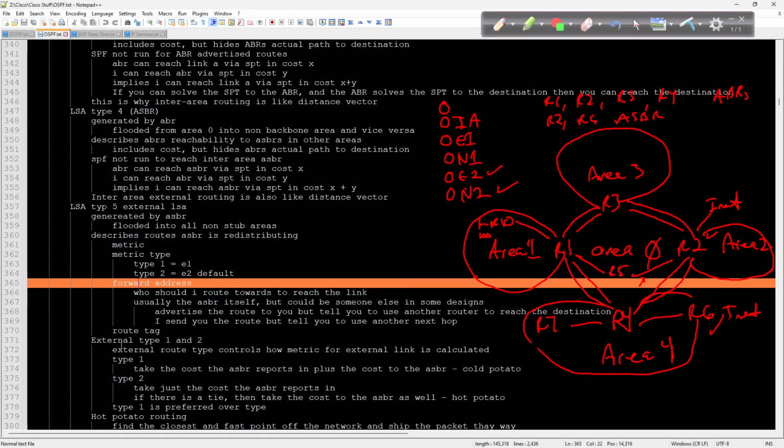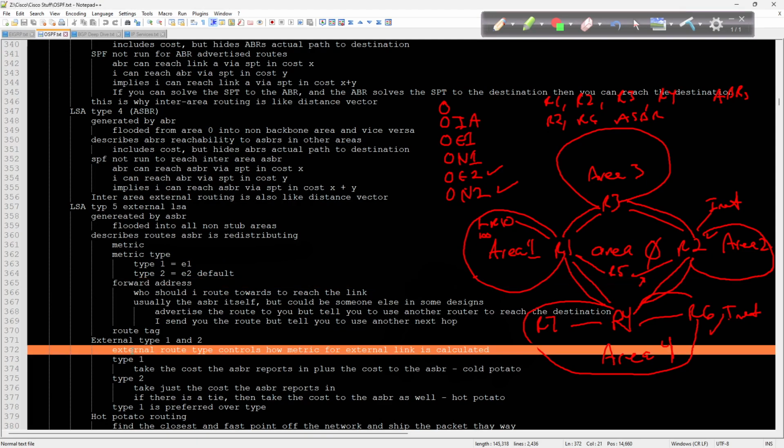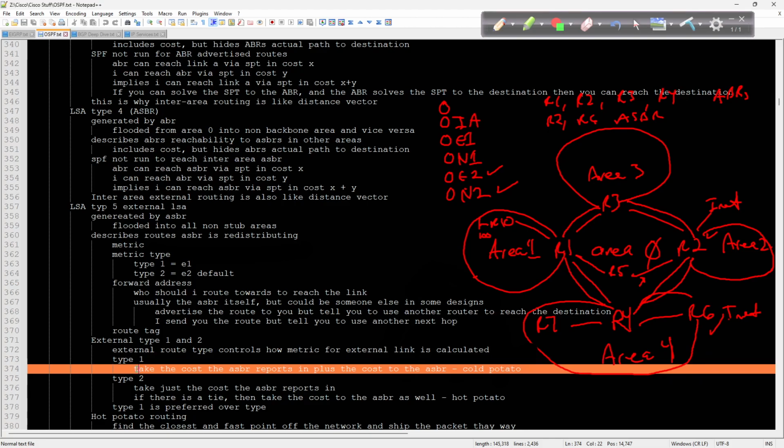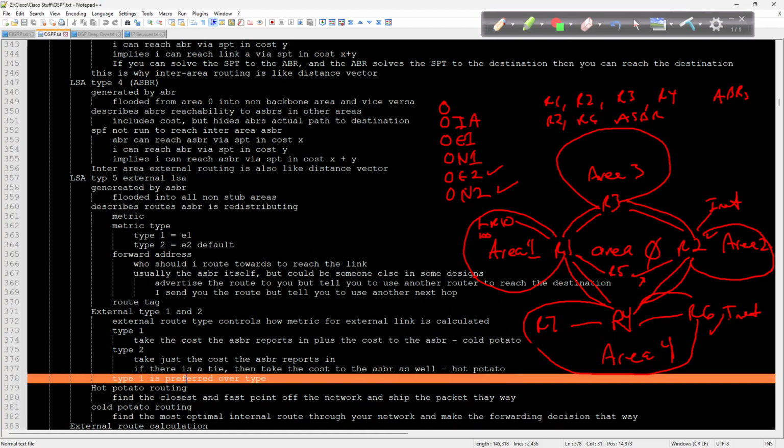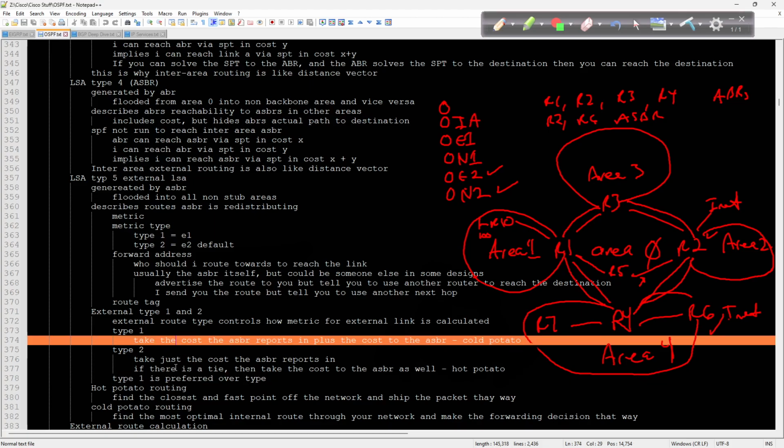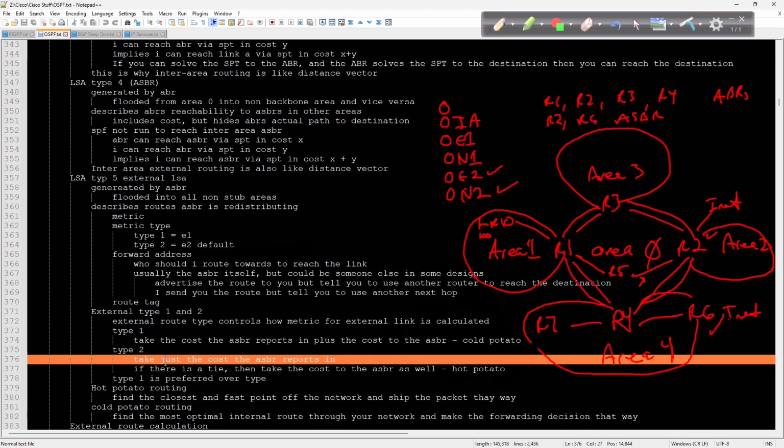Then you get external type 1 and type 2. So external route type controls how the metric for an external link is calculated. Type 1 is take the cost the ASBR reports plus the cost to the ASBR. Cold potato routing. So you're going to route this way. Where type 2 is take just the cost the ASBR reports. If there is a tie, then take the cost to the ASBR as well, hot potato. Type 1 is preferred over type 2. So that's the bottom line there. Just remember that the cost is incremented with type 1, the cost is not incremented with type 2.